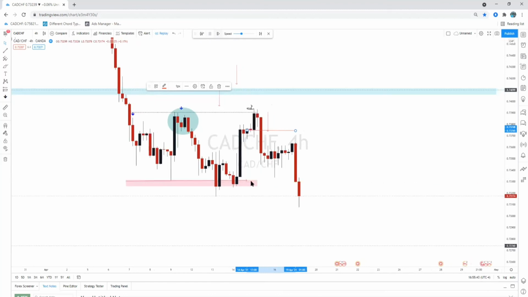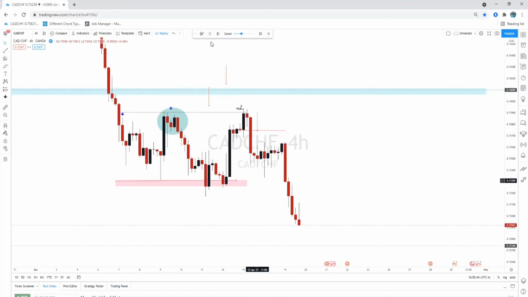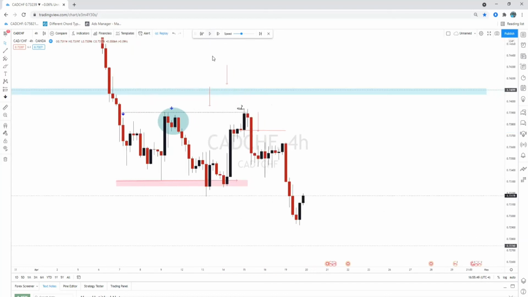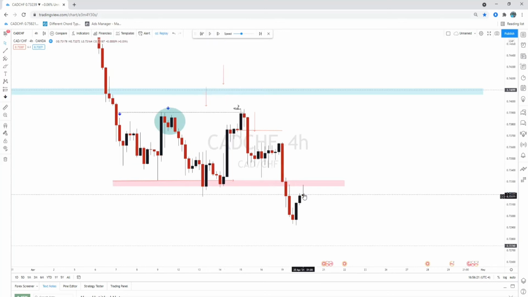Okay, so we got a breakout from this level. It was minor support. Now we're waiting for the market to retest it as resistance. Where are we taking profits? The nearest zone. Where are we placing our stop loss? Above structure. We got this retest.